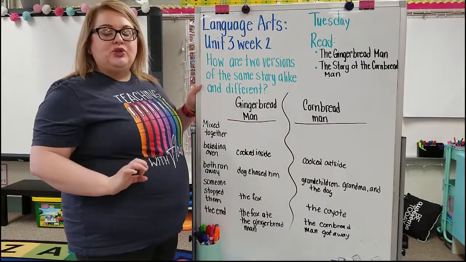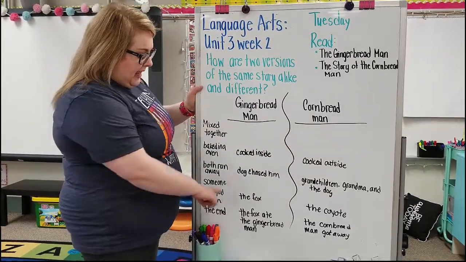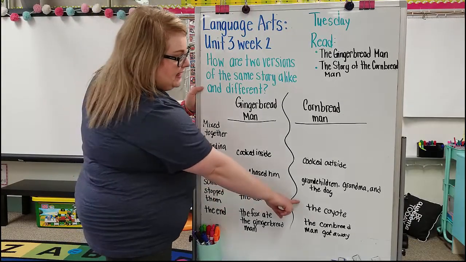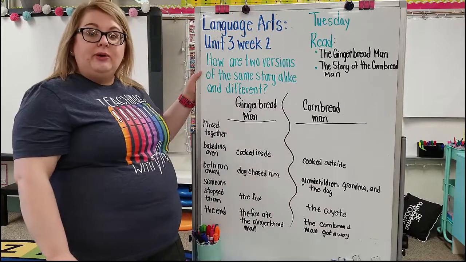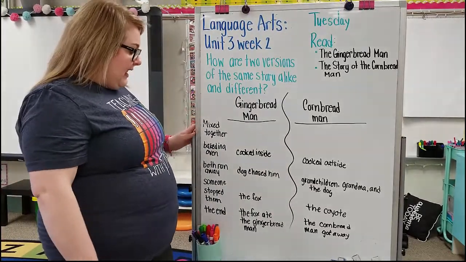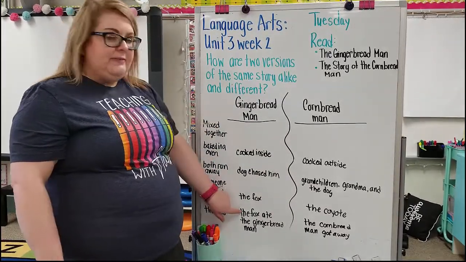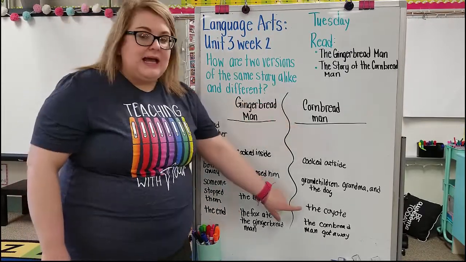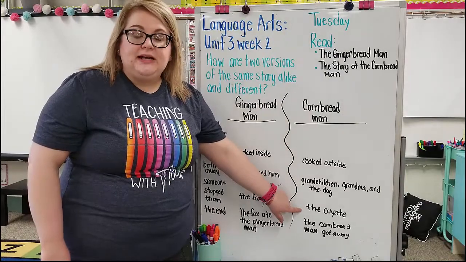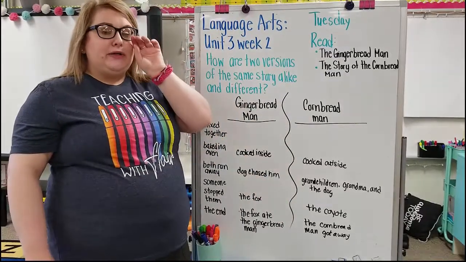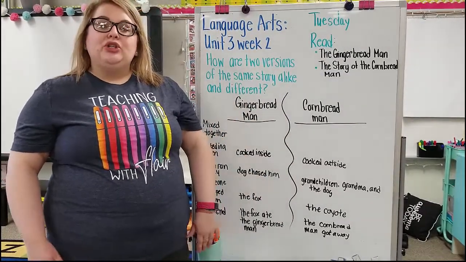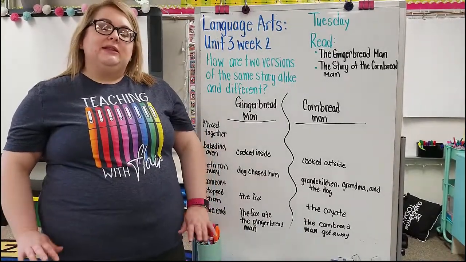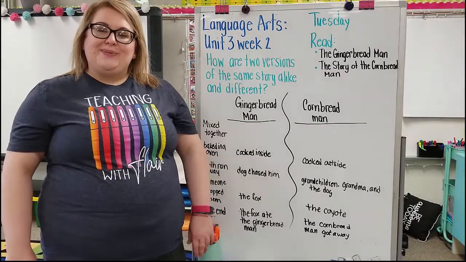And then somebody was tricky in both stories and stopped them. However, the fox was the one who stopped the Gingerbread Man, and the coyote was the one who stopped the Cornbread Man. And at the very end, the Gingerbread Man was eaten by the tricky fox, and the Cornbread Man outsmarted that tricky coyote, and he ran away, never to be seen again. So we're going to look at both stories one more time, just to see if we can find anything else that's alike or different, and then we'll work on our letter pages.